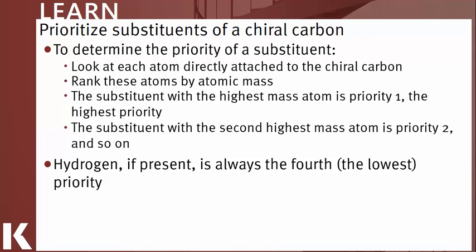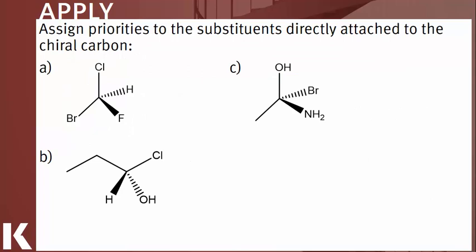Well, it's all about atomic mass. So grab a periodic table, have it handy, and let's go through some examples to talk about this. Let's start with A. We want to order the groups that are attached to this carbon. So let's write down what they are. We know we have a chlorine, we have a bromine, we have a fluorine, and a hydrogen.